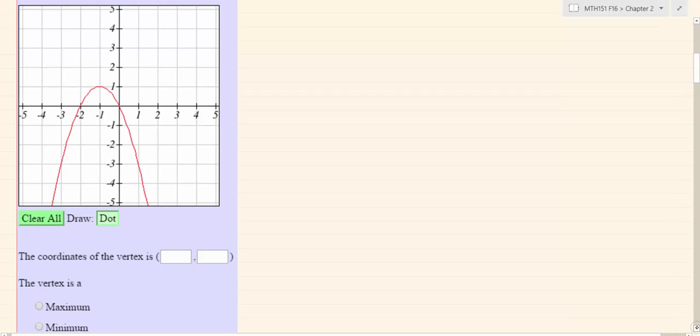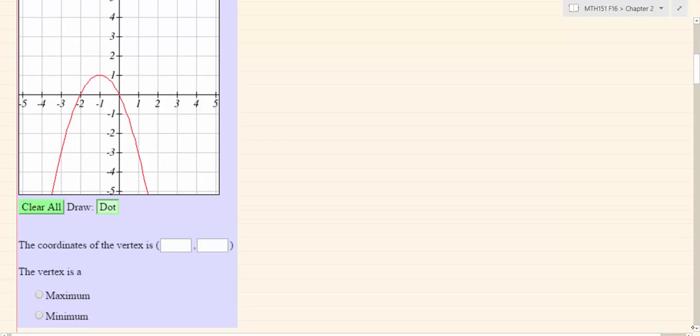So here's a good one. We give you a graph. And this actually is like a parabola. It's a quadratic. And we want to ask a couple questions. Number one, what are the coordinates of the vertex? And then is that vertex a max or a min?